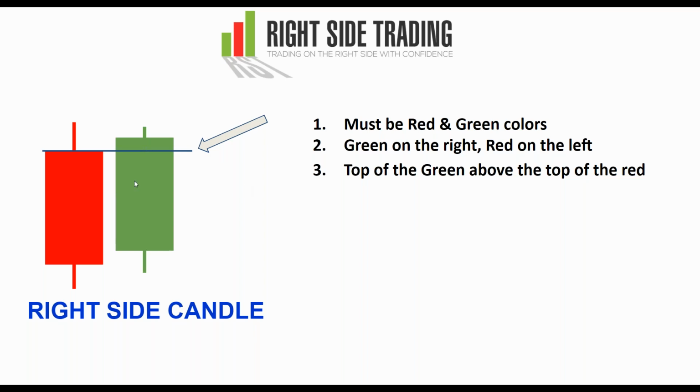Number three, the top of the green must be above the top of the red. Now, in this case, the top, I don't include these wicks or these shadows or these tails. I don't include them in there. So I'm going to take that out right now. You don't really need that. When I say the top, I'm talking about the body of the candle. That's what I'm referring to. So when I say the top, this is the top of the red.